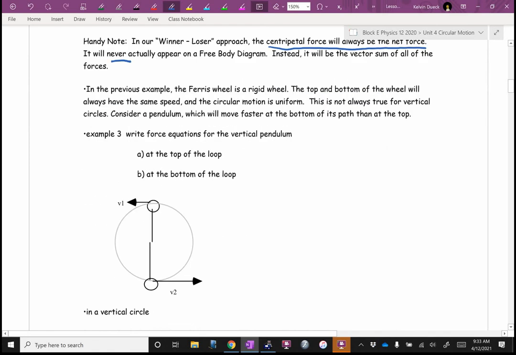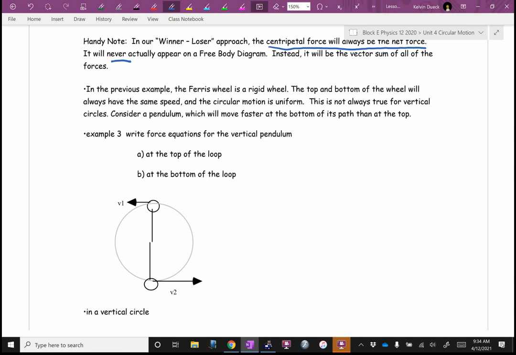In the previous example, the Ferris wheel is a rigid wheel, which means the top and bottom of the wheel are turning at the same velocity, same speed. And the circular motion is uniform. This is not always true for vertical circles. You can also have a pendulum. So here is a mass on the end of a string. And if I spin it, if you watch really close, I think you can see it slows down at the top and speeds up at the bottom. This is the only time that we're going to look at non-uniform circular motion where the speed changes.